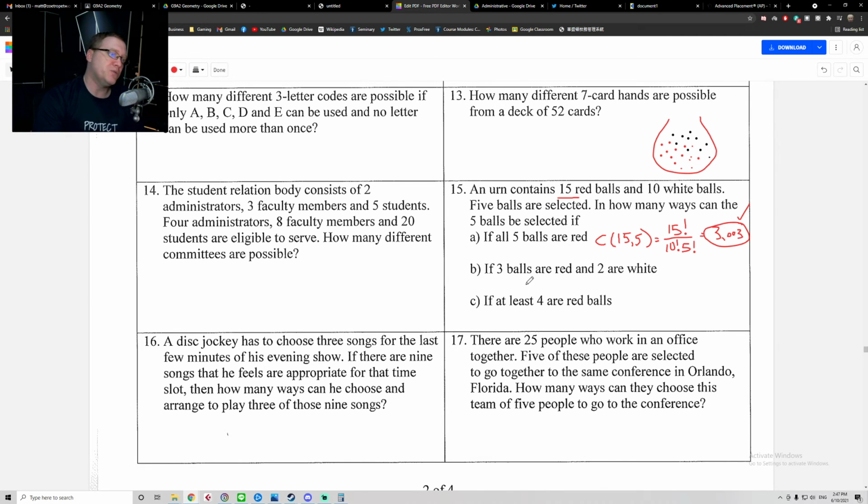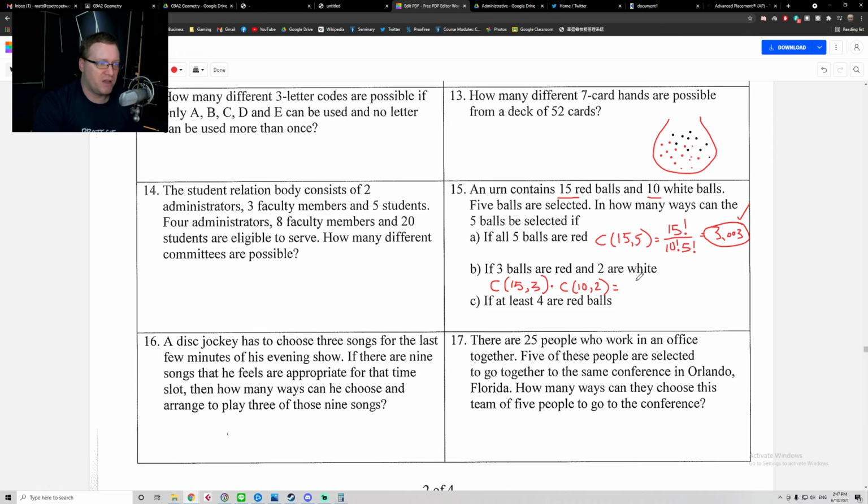Next, we want to pick 3 red balls and 2 white balls. Well, how do we do that? Well, first we're going to pick 3 red ones. So that's going to be 15 choose 3, because there are 15 red balls. And now we just need to choose 2 white balls from the 10. So that's going to be 10 choose 2. All right, and that's going to be it.